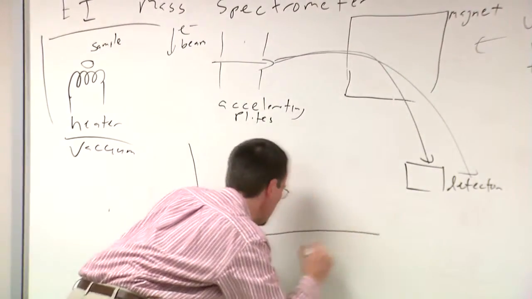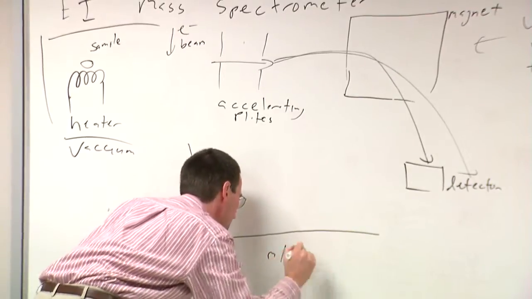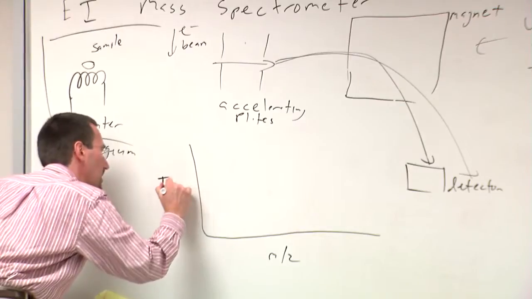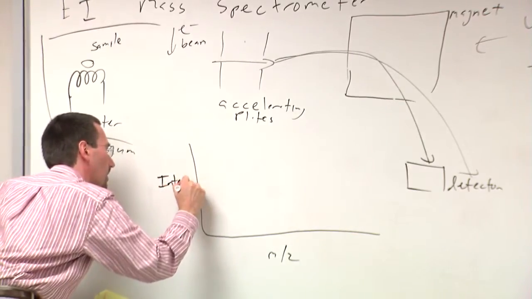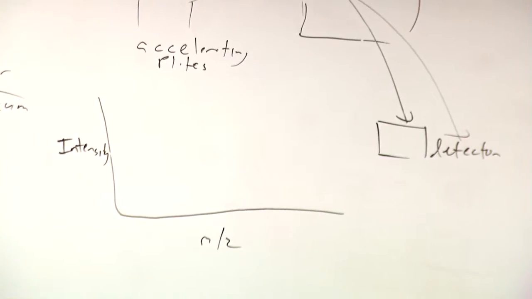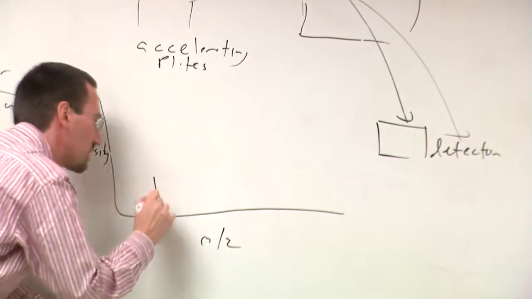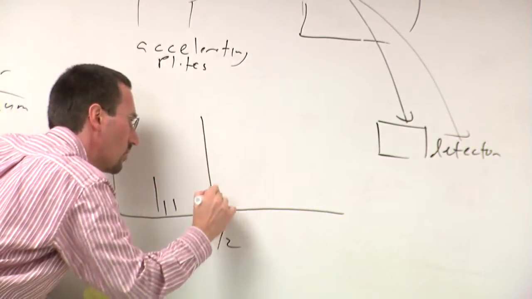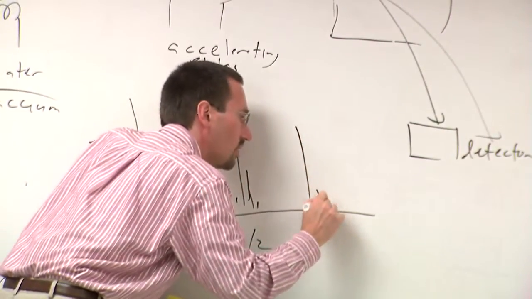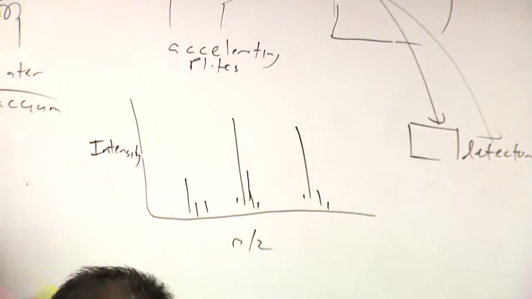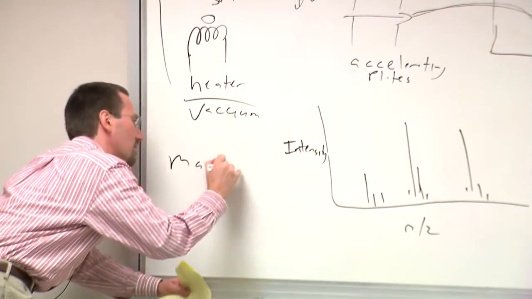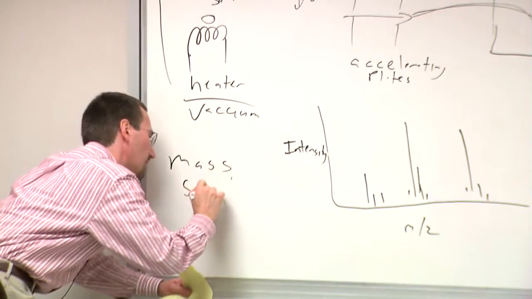So on the x-axis, you will see m to z. And on the y-axis, you'll see intensity of the current. And of course, you'll see some patterns associated with the molecule and with fragments and with isotopes that we'll talk more about in a moment. And this will be called a mass spectrum.